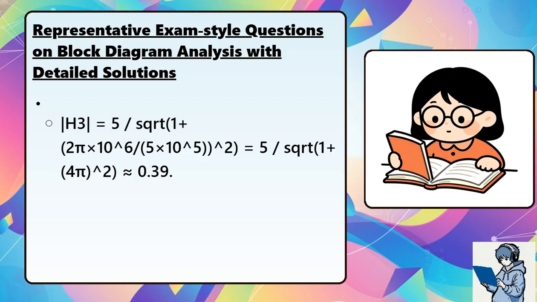Magnitude of H3 equals 5 divided by the square root of 1 plus (2π times 10 to the 6 divided by 5 times 10 to the 5) squared, which simplifies to 5 divided by the square root of 1 plus 4π squared, approximately 0.39. Overall magnitude of H total is approximately 1.5 times 0.28 times 0.39, which equals approximately 0.16.